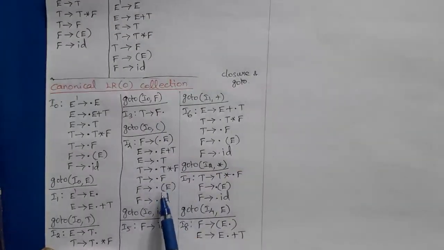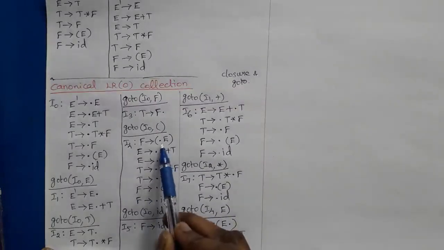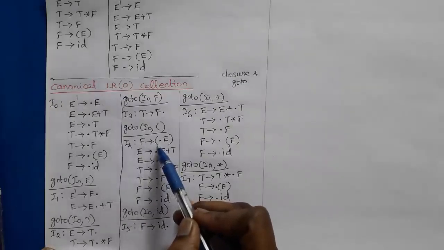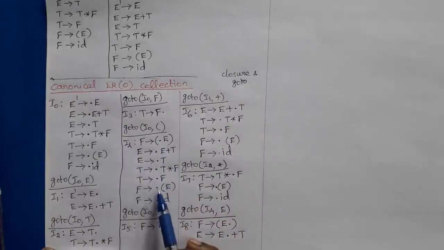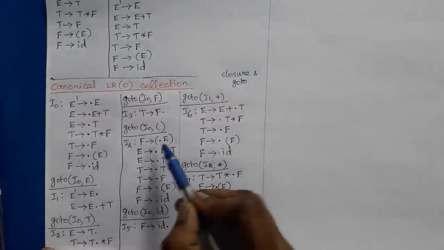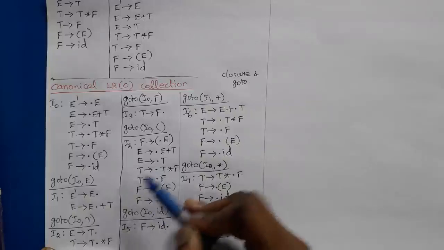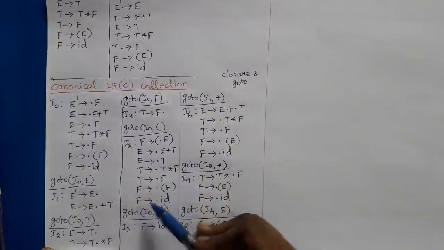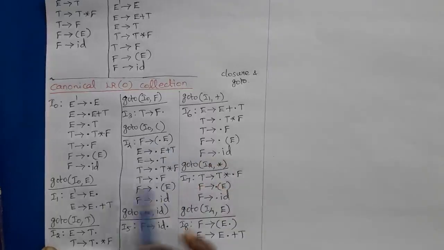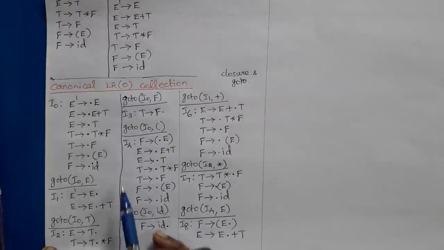Then consider this one. If you shift the dot over open parenthesis, we will get F tends to open dot E close. That is already written in item number 4. So if you shift this, we will get F tends to open dot E close, then dot followed by E. So we will include E productions, then dot followed by T productions, then F productions. So we have already constructed I4, so no need to do it. Then if you consider I4 and ID, F tends to ID dot, that is written in item number 5. So no need to do it. So I4 is over. Then in I5 dot is already at the end. So no need to do the go to operation.